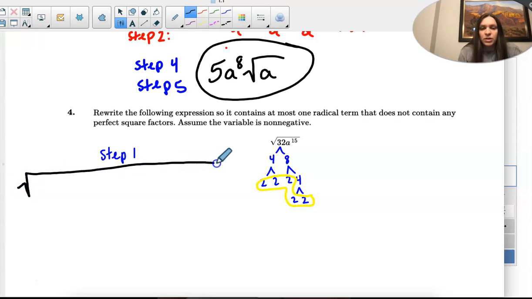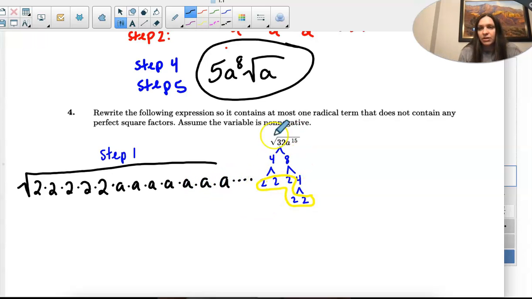So step 1, I have 5 2's. 2 times 2 times 2 times 2 times 2. That's 32. I just rewrote it. And then there's going to be 15 A's. So I would write 1, 2, 3, 4, 5, 6, 7, and I could keep going until there's 15.